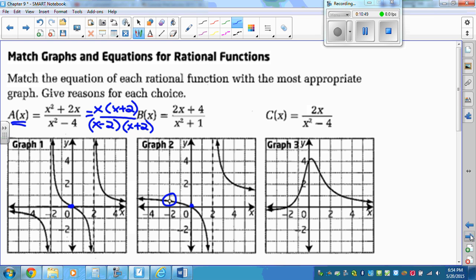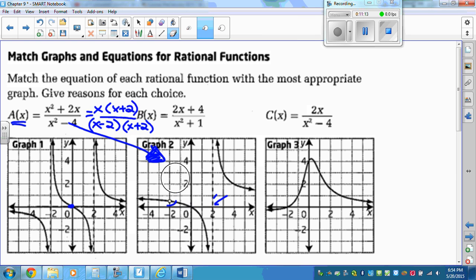Here we have an asymptote. Here we have a 0. So it's neither of those. And then just to check, if it's found only in the bottom at 2, then it should be an asymptote, which it is. So this is clearly going to be this graph right here. Okay?